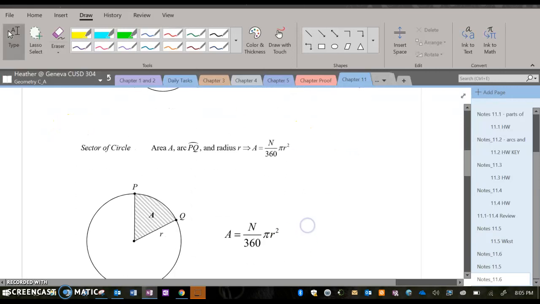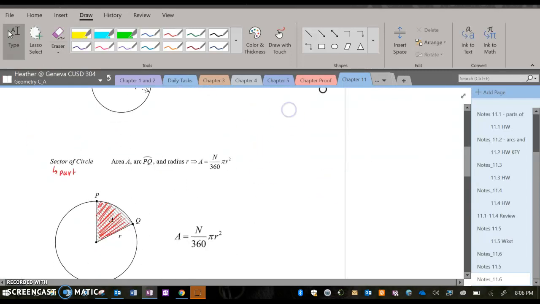Okay, now the next one is called the sector of a circle. And so the sector of a circle is taking a part of the circle and only looking at that area, finding this area here. That's all I want, is just this little part. So just part of the circle.